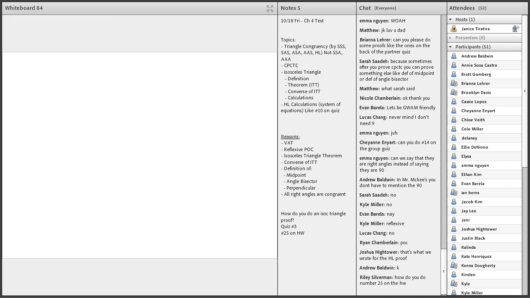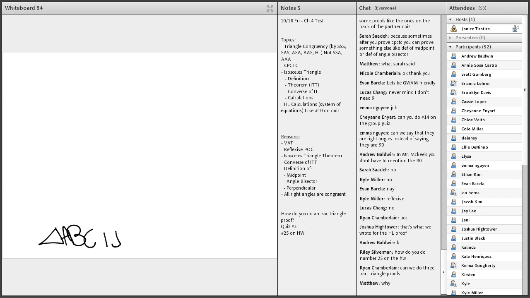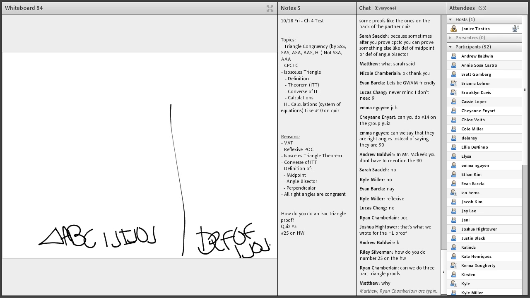How do you do an isosceles triangle proof? There's different kinds, but the big idea is, if your goal is to say a triangle is isosceles, like let's say the goal is triangle ABC is isosceles, then I know it's probably going to be something to do with the definition of isosceles triangles.